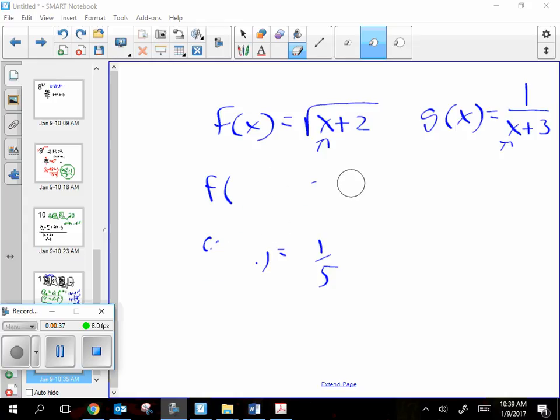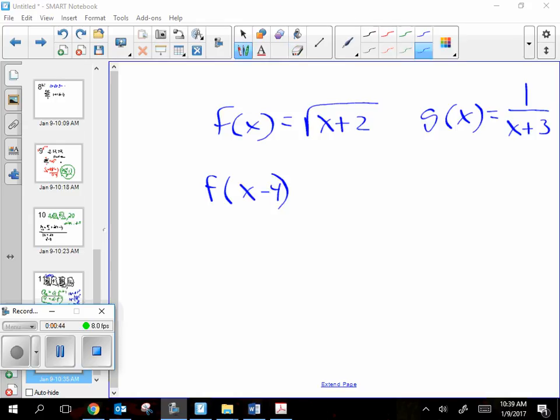What about f of, not x, what if it's f of x minus 4? Figure out what f of x minus 4 is. Pause for a moment. Okay, you should have said, here's f of x, and you said to replace the x with the x minus 4. There we go. And then simplify it out. Square root of x, and the minus 4 and the plus 2 would make minus 2. Raise your hand if you had that one right.